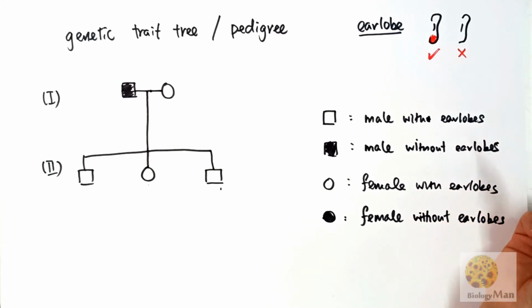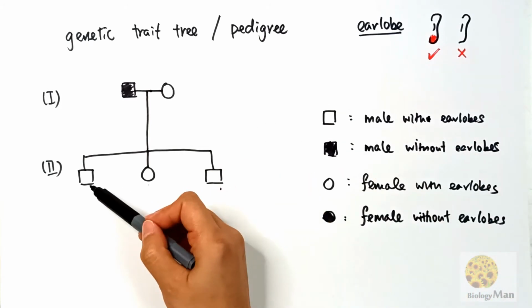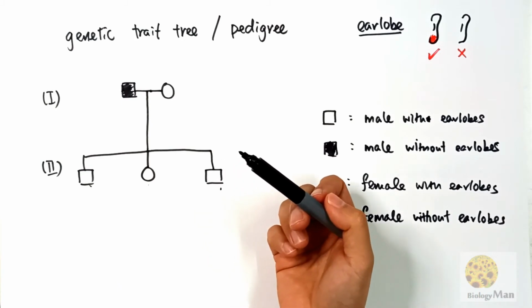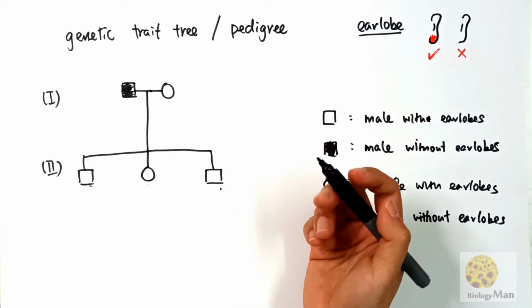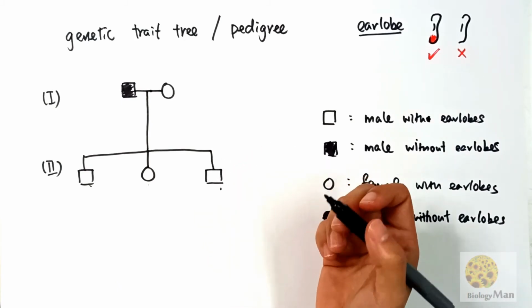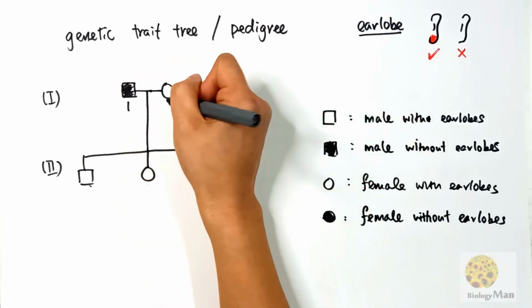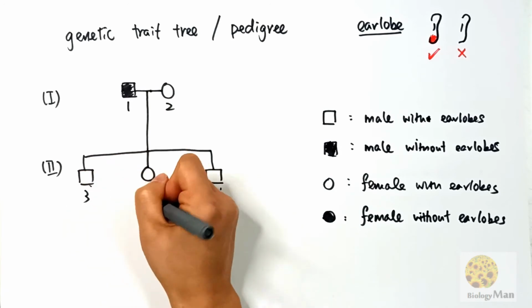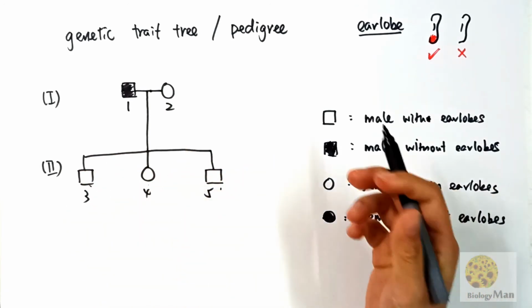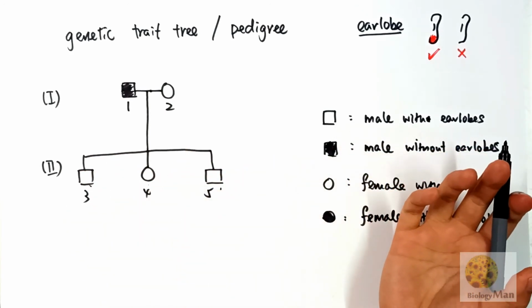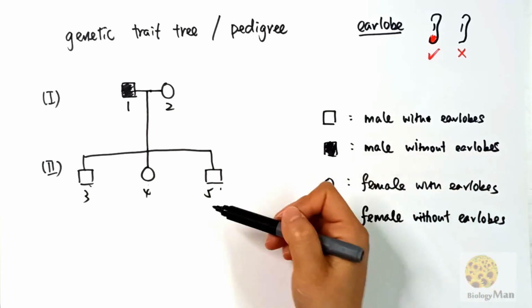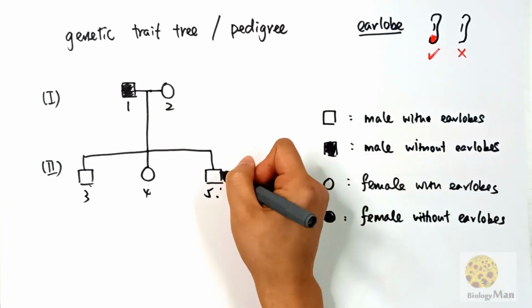Sometimes I will find it very difficult to communicate with you about a particular individual in this pedigree. So actually we need to label each individual in the pedigree by number, like this. This is individual 1, individual 2, individual 3, 4, and 5. Now it is very easy for me to communicate with you. Now I would like to talk about individual 5.